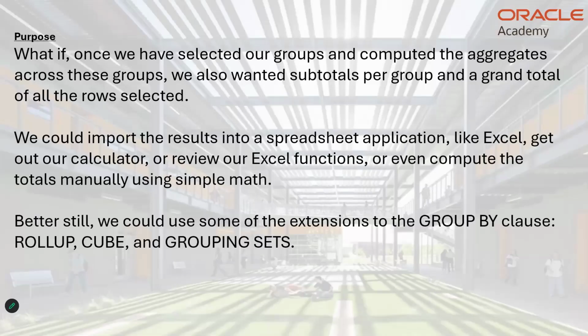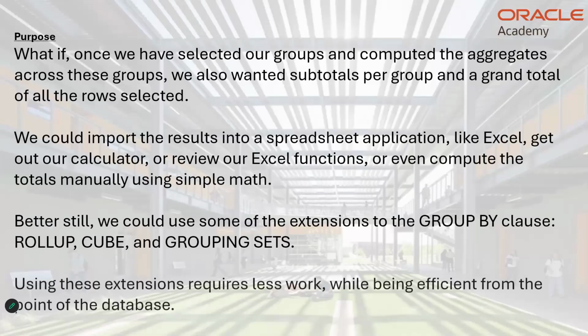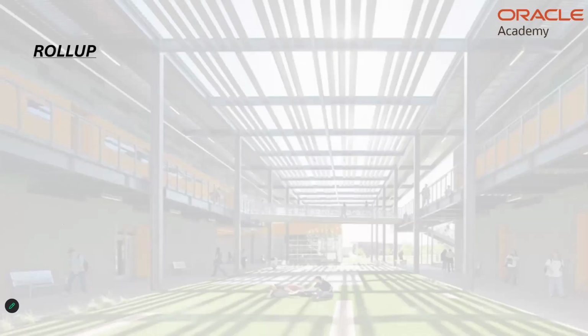So these are kind of an extension. They're listed as an extension of the group by clause, and that's where you would use them. You'll see here in a minute: roll-up, cube, and then grouping sets. These extensions require less work while supposedly being efficient from the point of view of the database. All right, roll-up, and yes, these will be on the midterm, which we're getting to.